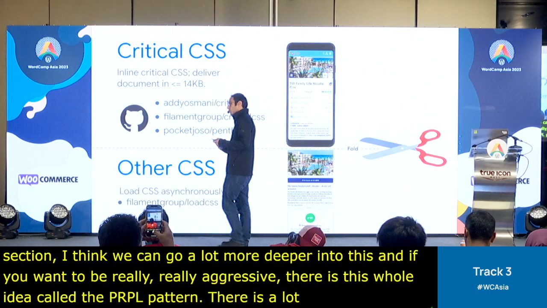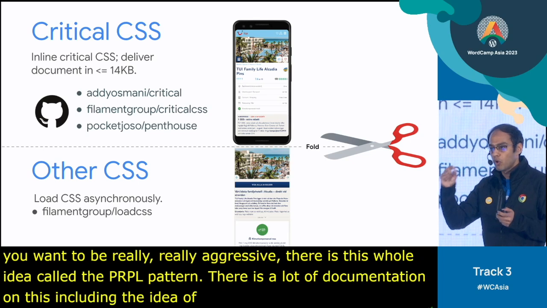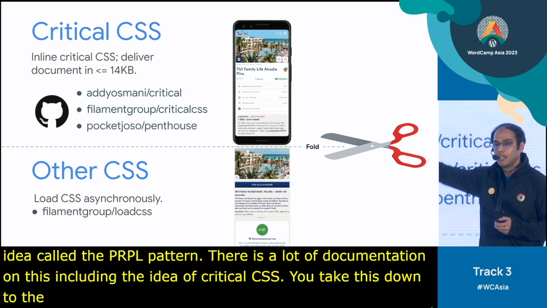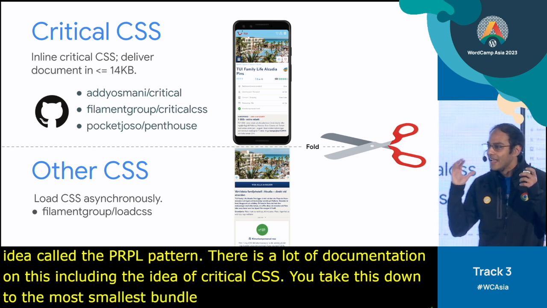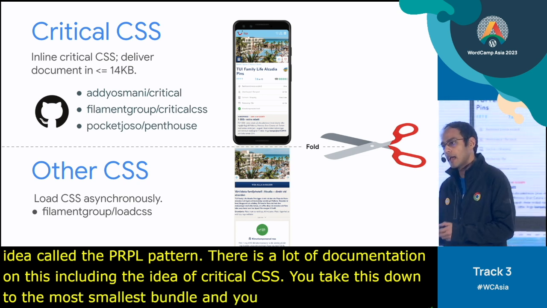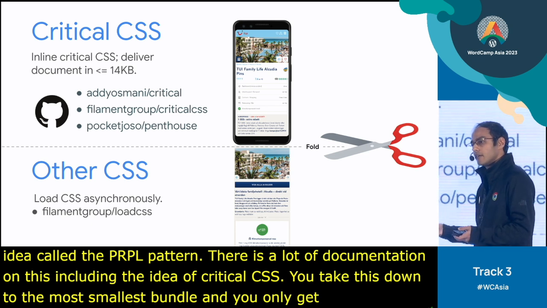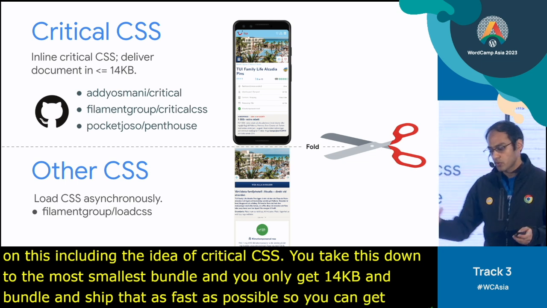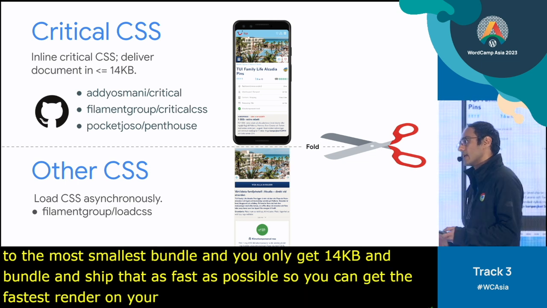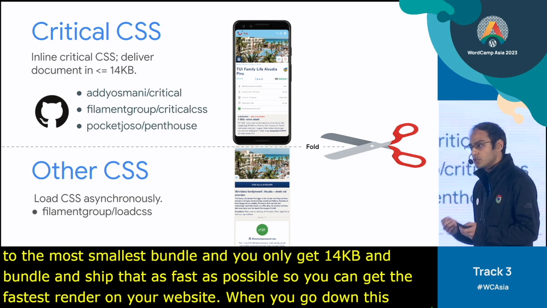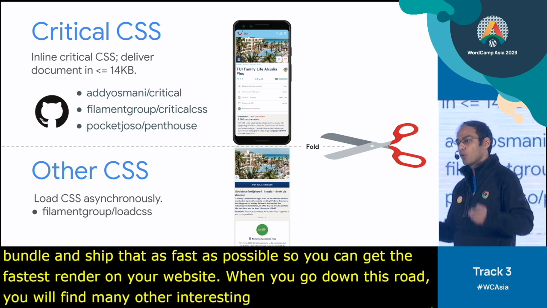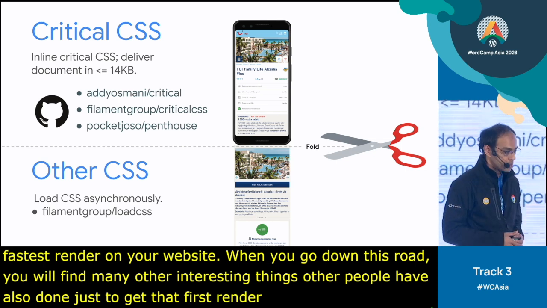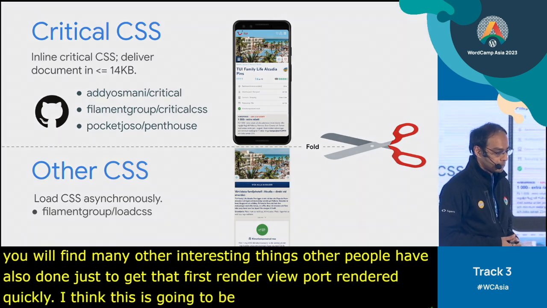So you take this down to the smallest possible bundle, and you only get 14 KB. You have to bundle everything in 14 KB and ship that as fast as possible so that you can get the fastest render on your website. And when you go down this road, you'll find many other interesting things other people have also done just to get that first viewport rendered quickly. And I think this is going to be very useful for everyone here to learn from, basically.